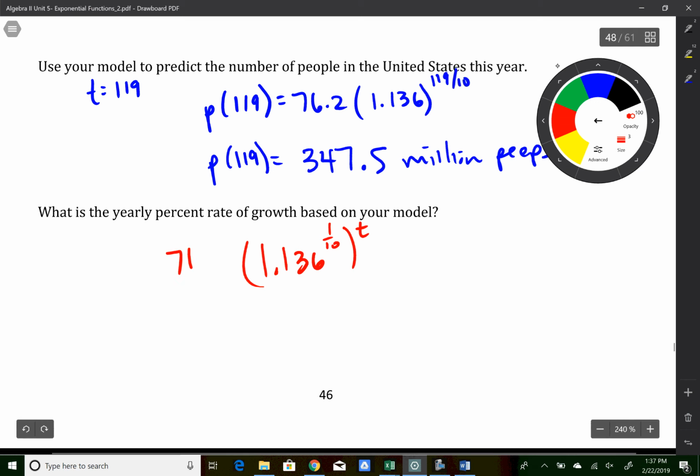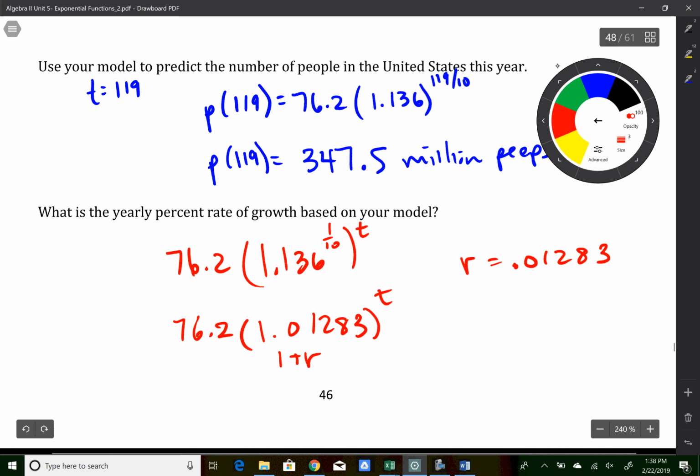Now that 76.2, that's going to stay. That initial amount's not going to change. So if I rewrite this in terms of the yearly rate, so if I type into my calculator 1.136 to the 1/10th power, I get 1.01283, all to the t, where t represents years now. Again, I'm just rounding; I'm going 4 significant digits. So if I subtract this, remember, is 1 plus r. So if I subtract 1 from this, I can see that the yearly rate is 0.01283, or 1.283%.